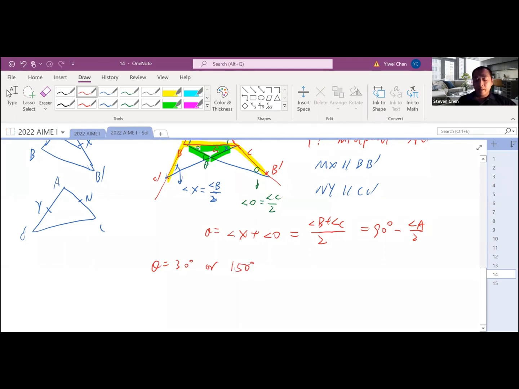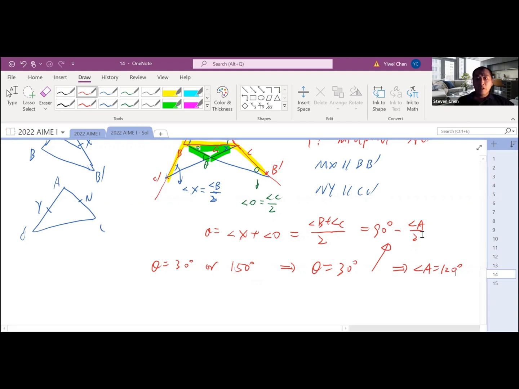But for this case, because we know that theta is less than 90 degrees, since it's 90 minus A/2, this implies that we can only have theta equal to 30 in this case. So let's plug it into this equation. It further implies that angle A is equal to 120. Okay?